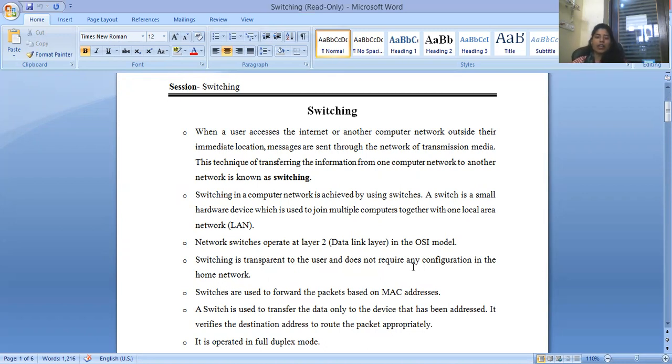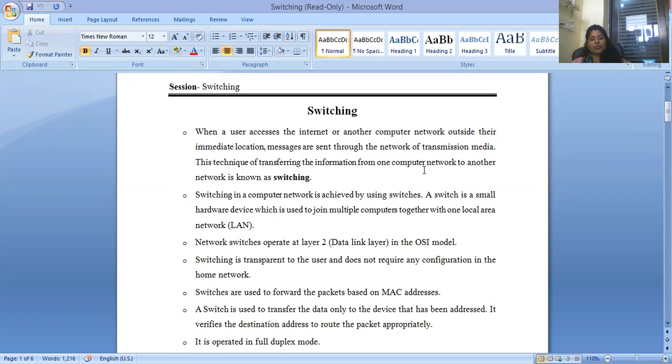And when we talk about transferring data, the technique used for transferring information from one computer network to another computer network is called the switching concept. Clear? Switching in a computer network is achieved by using switches, and a switch is a small hardware device which is used to join multiple computers together within a local area network. Now, network switches operate at layer 2, the data link layer in the OSI model, isn't it?